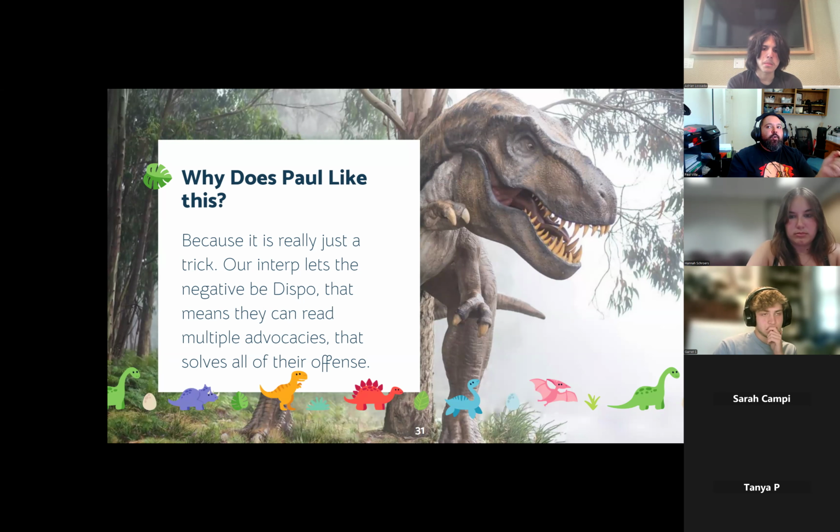Every reason people read for why they need to be condo is their ability to read multiple advocacies and potentially jettison arguments. Dispo lets you read multiple arguments and potentially lets you remove them from the debate. So if you're sitting there and you're like, I still don't really know what Paul means by dispo, how do we answer that? If I ask them what the status is and they say dispositional, do I just trust them? Absolutely not.